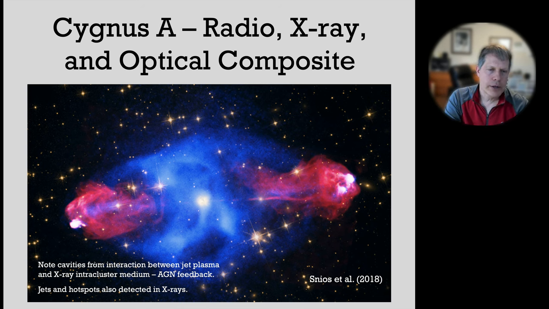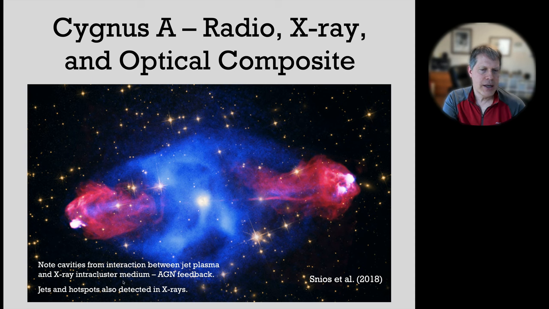A couple of things I want to highlight here in terms of, again, the multi-wavelength emission. First of all, note that the radio plasma out here in the lobes has excavated cavities in the X-ray emitting plasma. So again, Cygnus A lives in a cluster of galaxies. This is hot X-ray emitting gas, intracluster medium, and the radio plasma has pushed against that X-ray emitting plasma and excavated out cavities over here and over here where the X-ray emission is less intense. And the radio plasma is filling those regions.